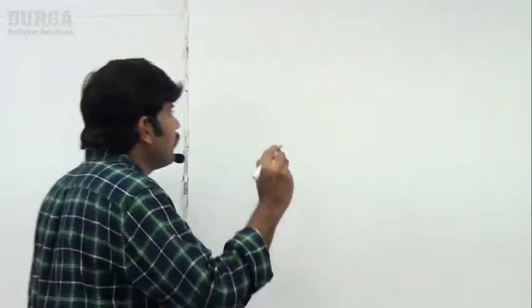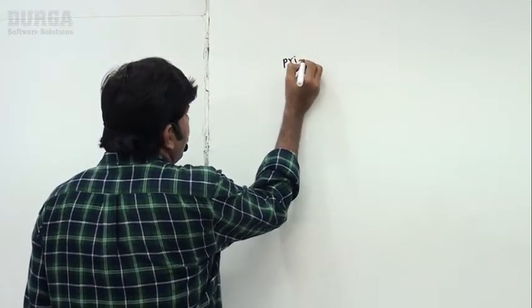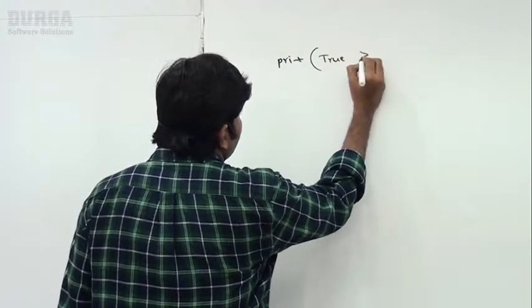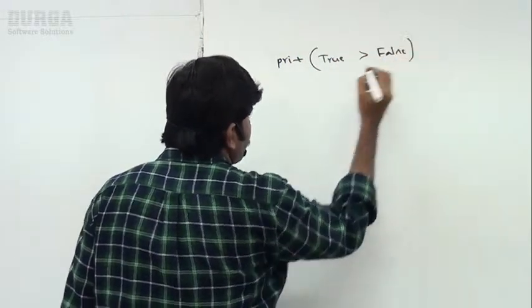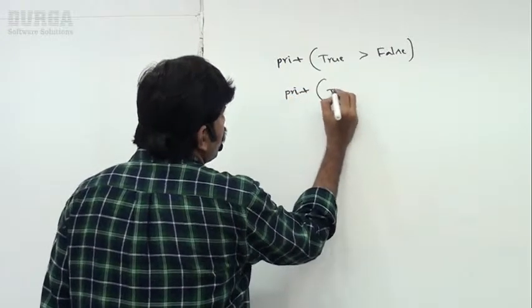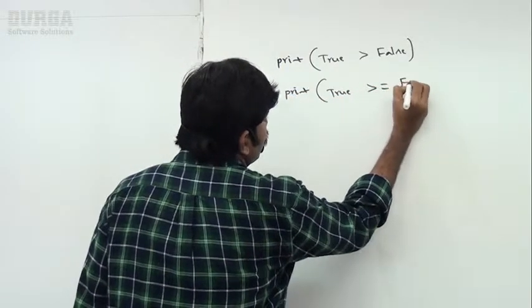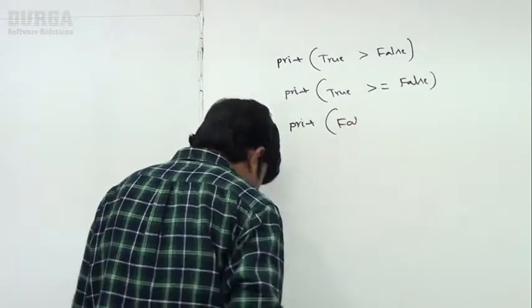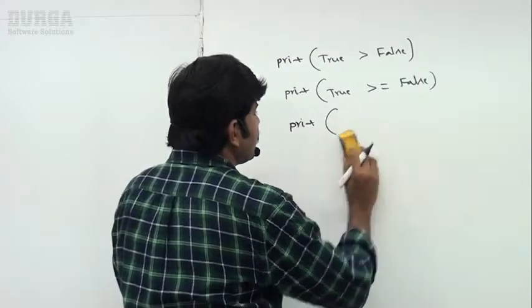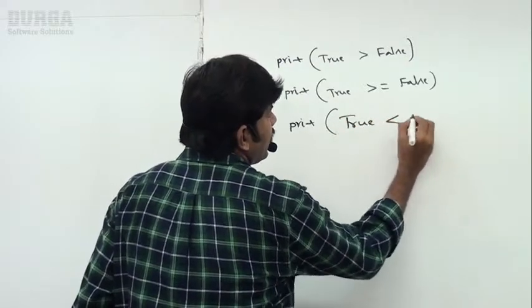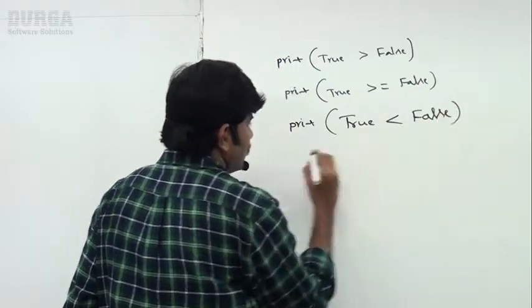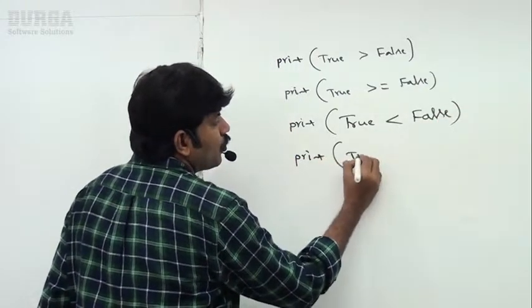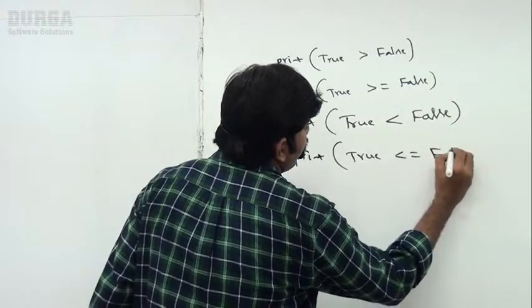Sir, we can apply relational operators even for Boolean types also. Just observe a bit carefully, sir. Print of true greater than false, I am taking. Print of true greater than or equal to false. Print of true less than false. Print of true less than or equal to false.